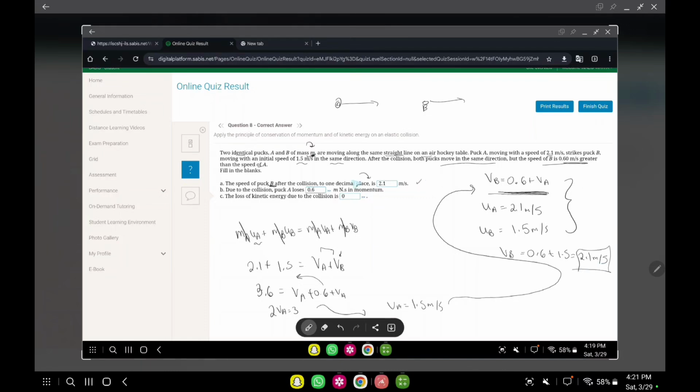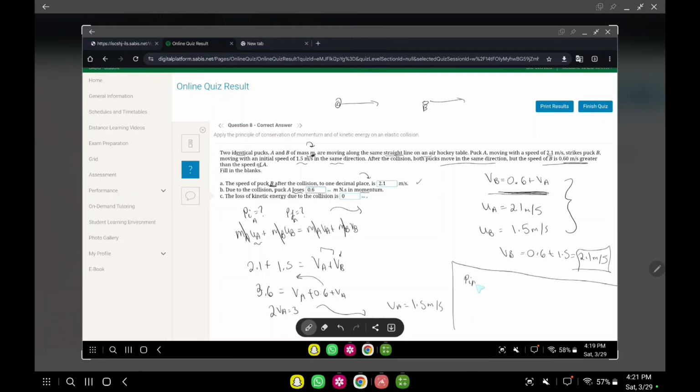Okay, due to the collision, puck A loses some amount of Newton seconds in momentum. Let's see. Here they're telling us to find how much momentum it lost. To do that, I need to find the initial momentum and the final momentum for puck A, right? So initially, let's erase this. I can work here actually.